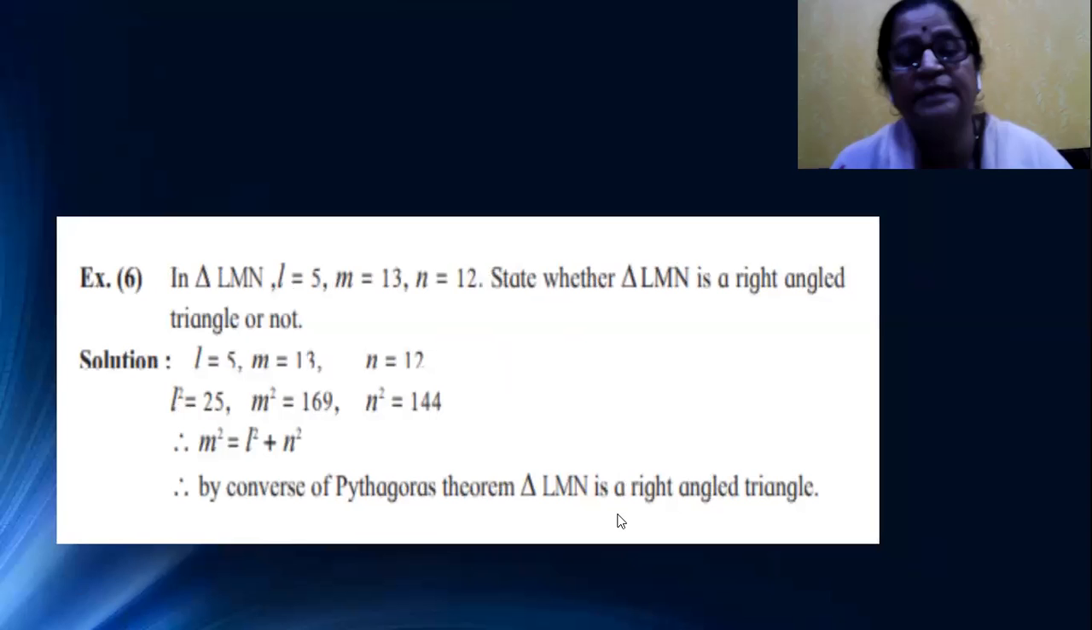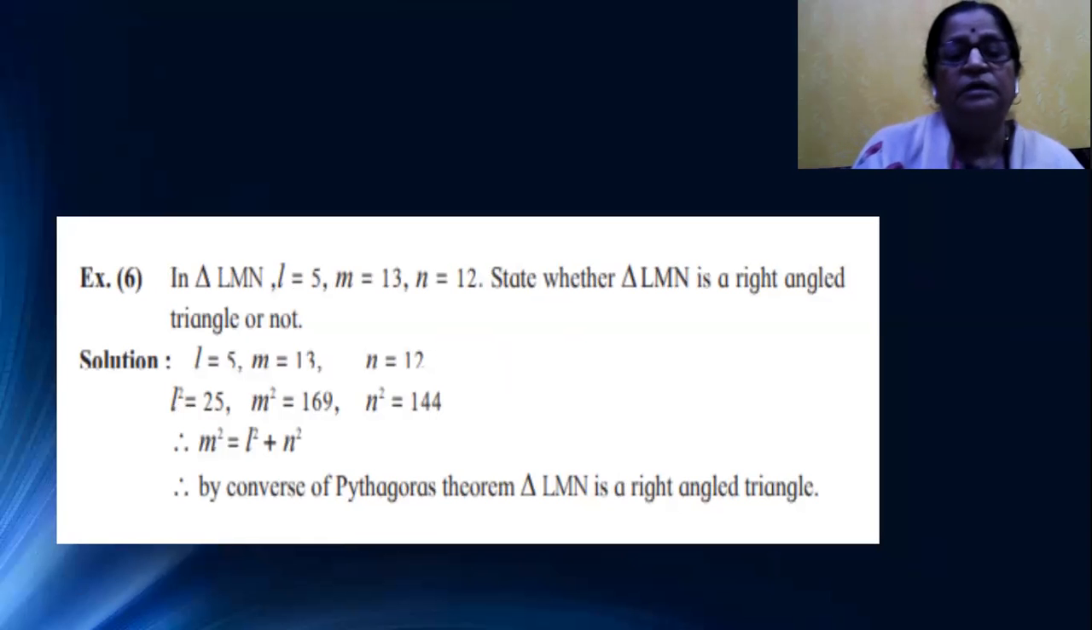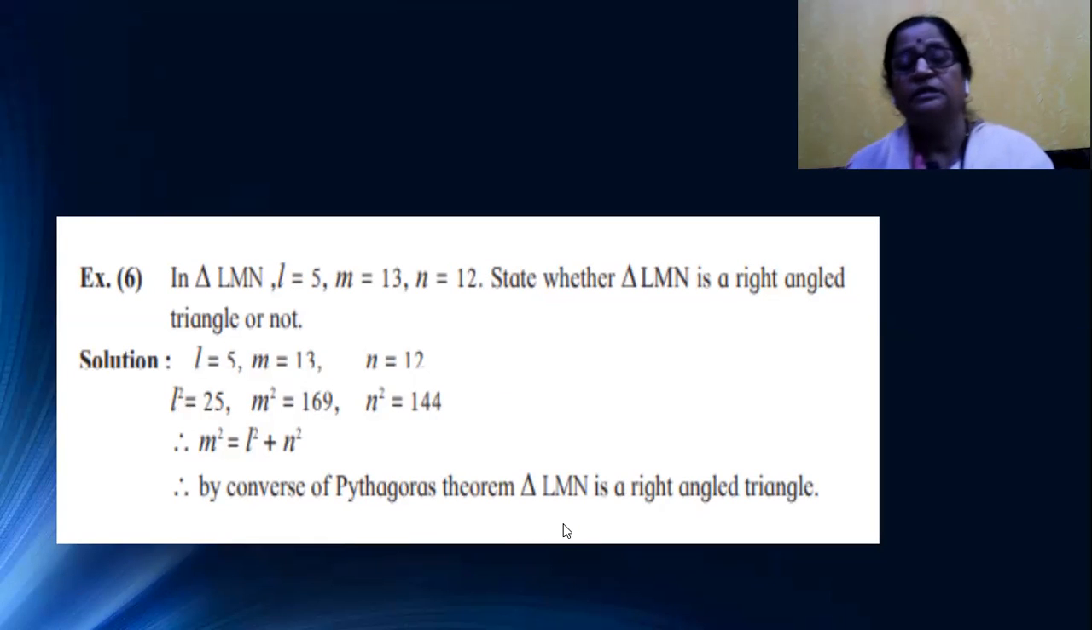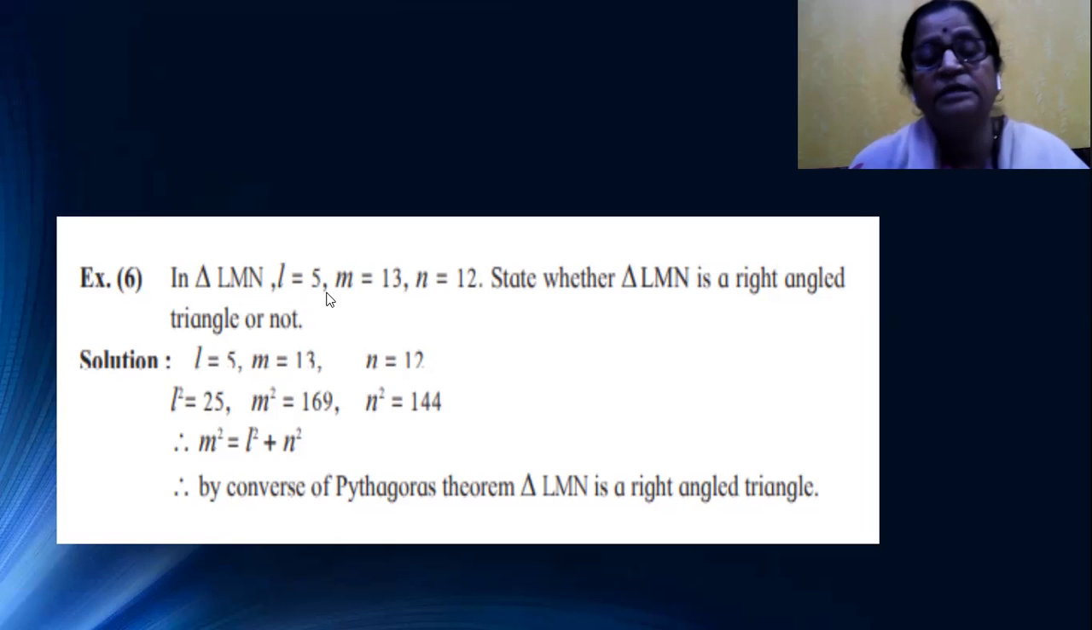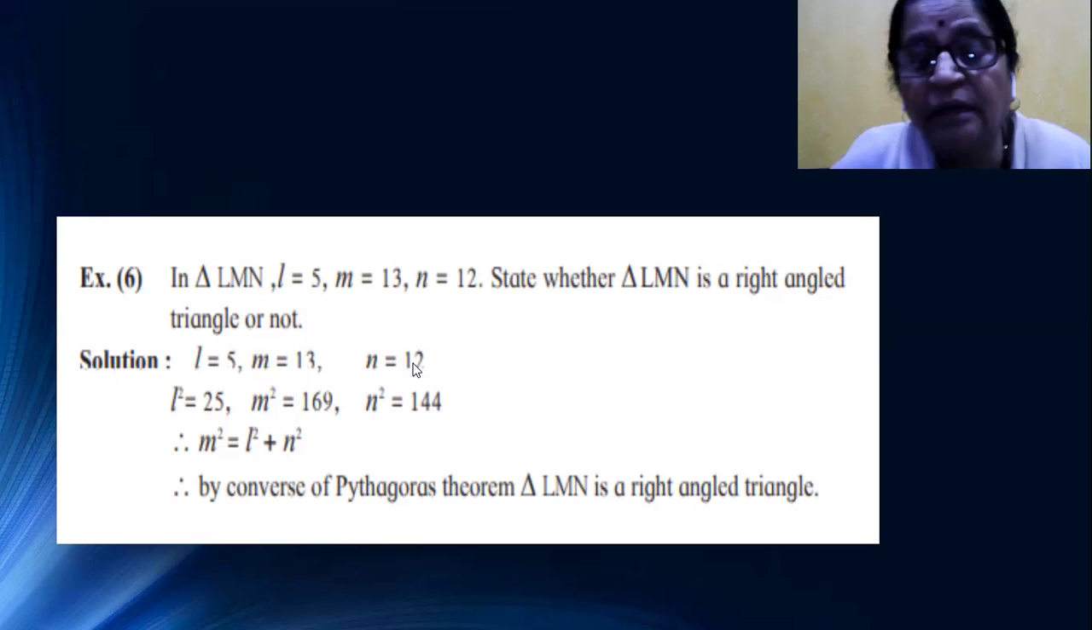In the next example, we have to find out whether the given triangle is a right angle triangle or not. In this triangle LMN, L is equal to 5, M is equal to 13, N is equal to 12. State whether the triangle LMN is a right angle triangle or not. So here we take the solution as L is equal to 5, M is equal to 13, and N is equal to 12.